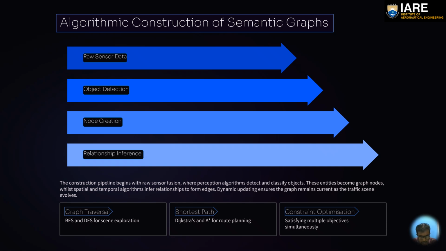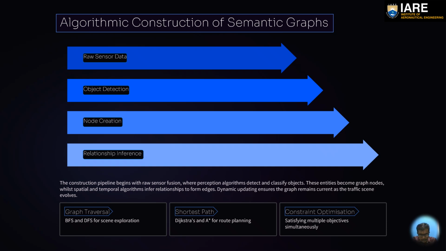The construction pipeline begins with raw sensor fusion, where perception algorithms detect and classify objects. These entities become graph nodes, whilst spatial and temporal algorithms infer relationships to form edges. Dynamic updating ensures the graph remains current as the new traffic scene evolves.